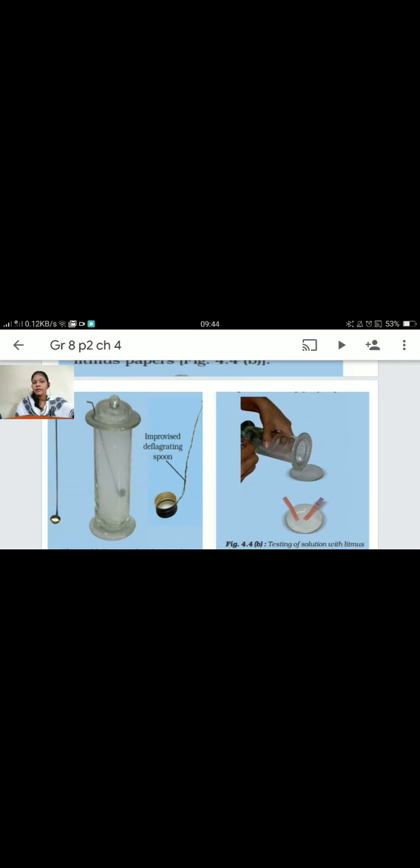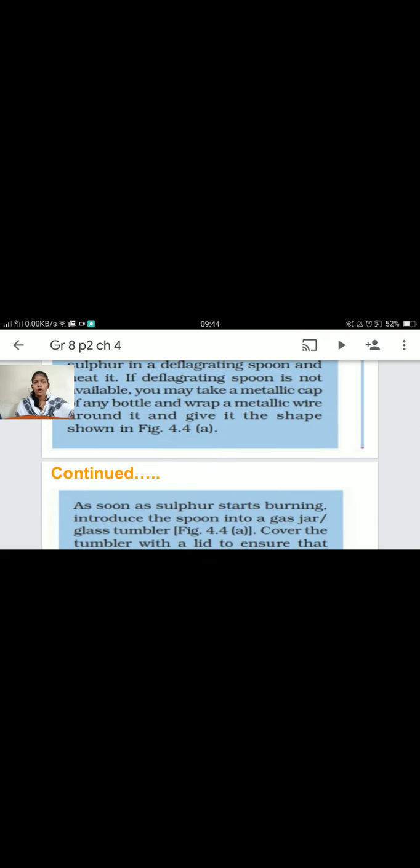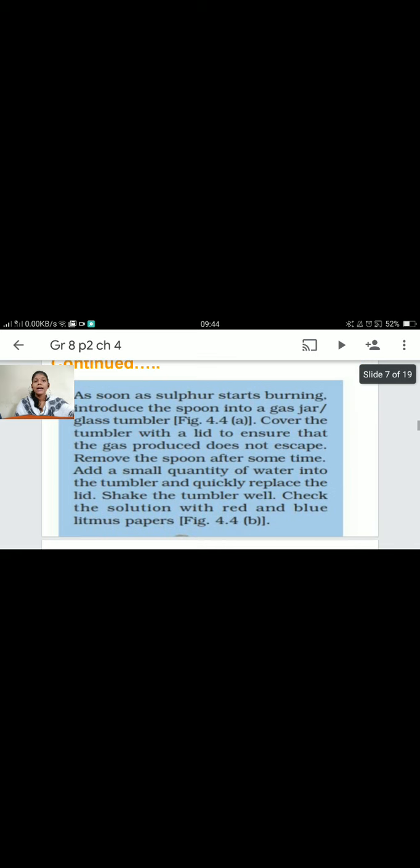See here, I will show you how to make it. You can take any metal cap of your medicine bottle or cold drink bottle and attach some metallic wire to it. Likewise, you make a deflagrating spoon with the help of one lid. Once you have formed that assembly with the metallic cap, you heat the sulfur. As soon as the sulfur starts burning, you introduce that spoon into the glass jar or the glass tumbler.